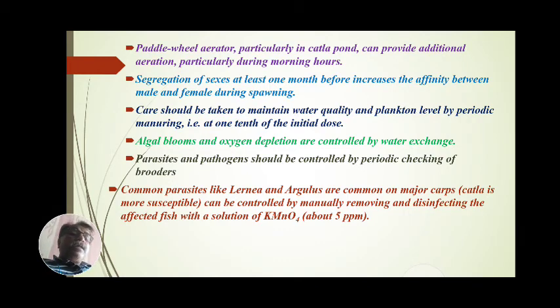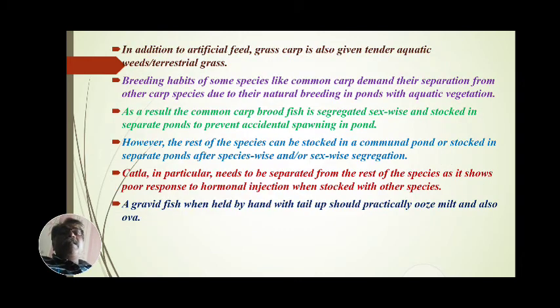These are the different cares that should be taken: parasites, algal blooms, and oxygen level are to be controlled, water level is to be maintained, and manuring is to be done continuously. Then separation of male and female: one month before, male and female are to be kept in separate ponds so that affinity increases. Then aeration is to be provided for oxygen, and in addition artificial food is to be supplied. Breeding fishes are to be kept with some aquatic vegetation. As a result, sex-wise and species-wise separation occurs.